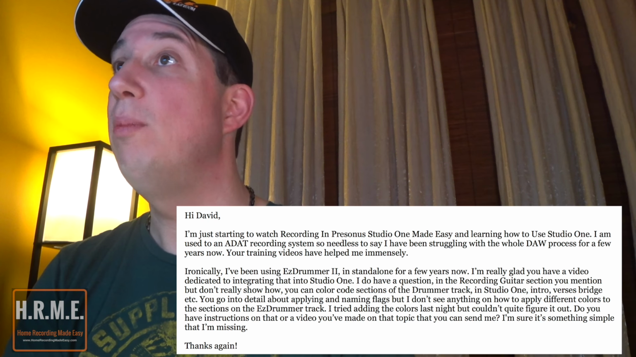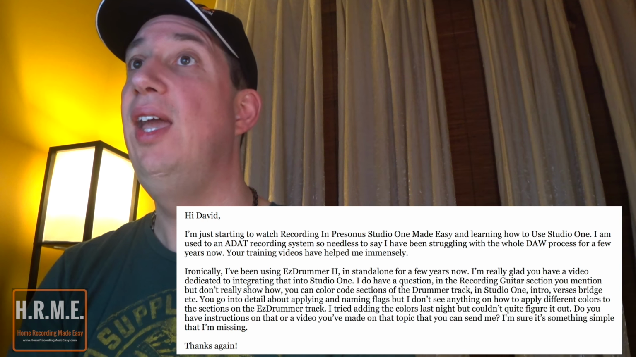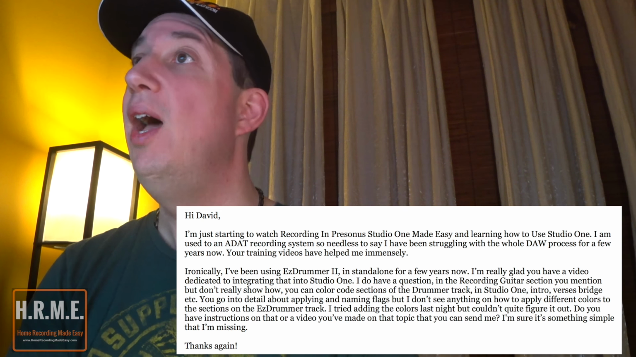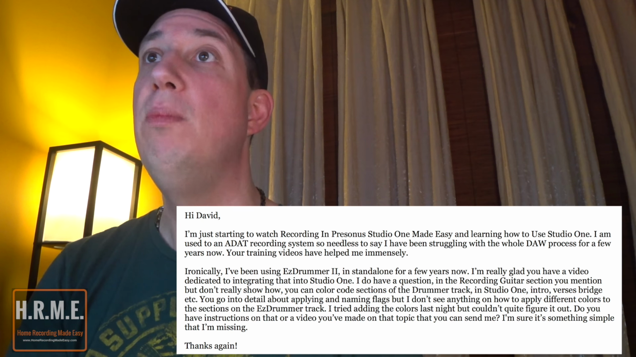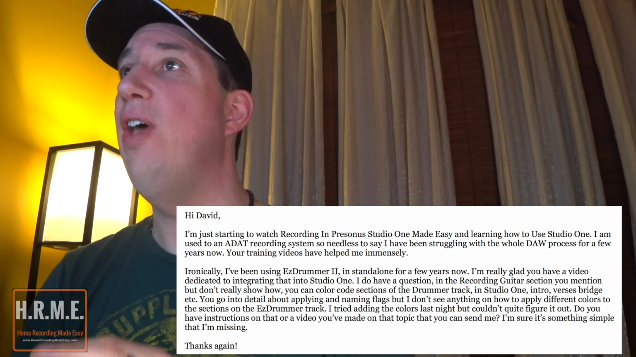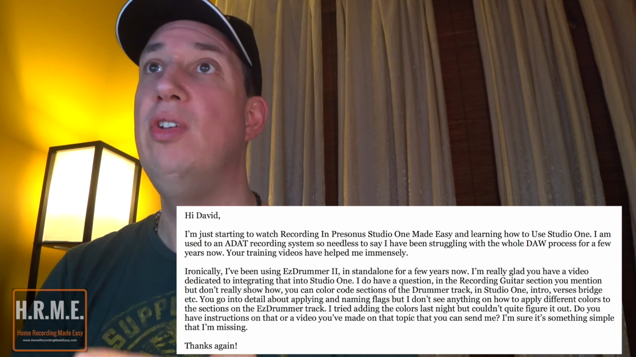Ironically, I've been using EZdrummer 2 as a standalone for a few years now, and I'm really glad you have a video dedicated to integrating that into Studio One. I do have a question. In the recording guitar section, you mentioned, but you really don't show how to color code the sections of the drummer track in Studio One. Example, intro, verse, bridge, etc.